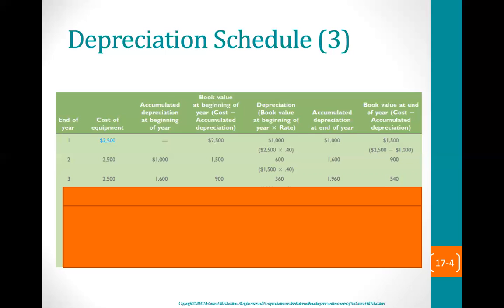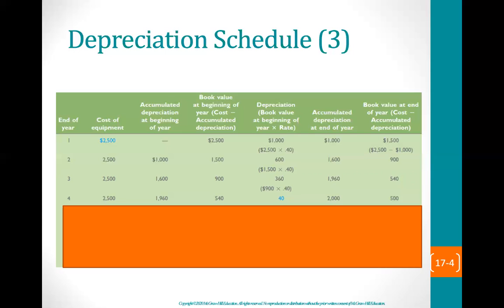Pause for just a second and think back. What did we say the residual value was of this equipment? Correct. It's $500. So if you remember, book value cannot go below residual value. Therefore, in this year, you will only be taking $40 of depreciation. If you took more, your book value would go below residual. Your cost is the same. Your accumulated depreciation is $1,960, so your book value is $540.